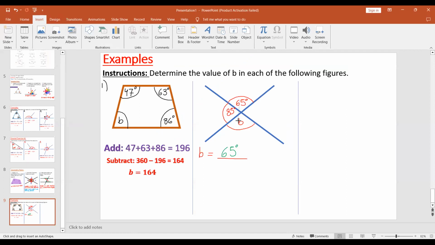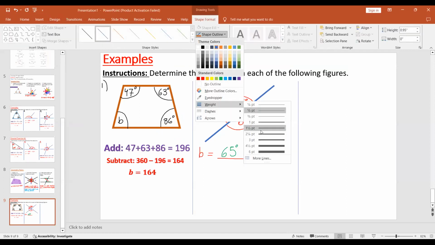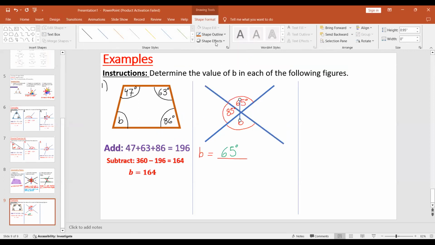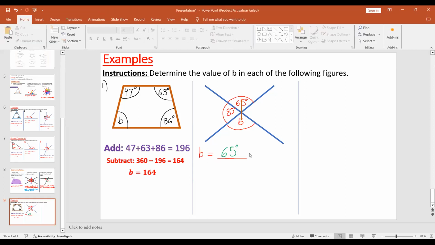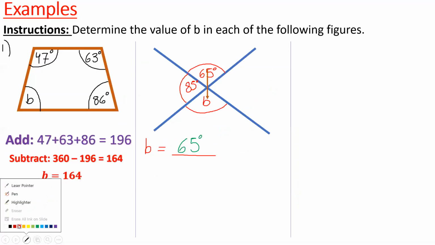It's going to be 65. So when we say vertically opposite, we're talking about these two, like so. B and 65 are vertically opposite. Okay, that's number 2. Do we understand that? Let me know if you understand that, please. Yes, sir. Good. All right, let's move on to number 3.